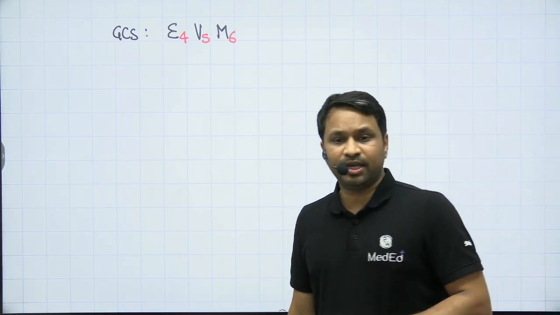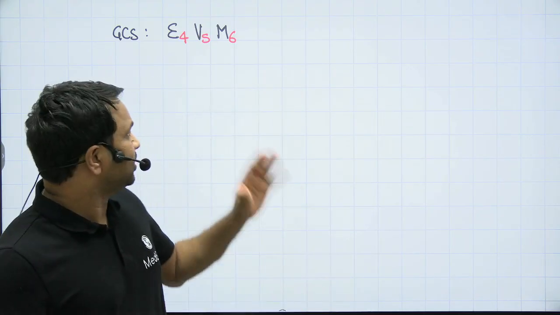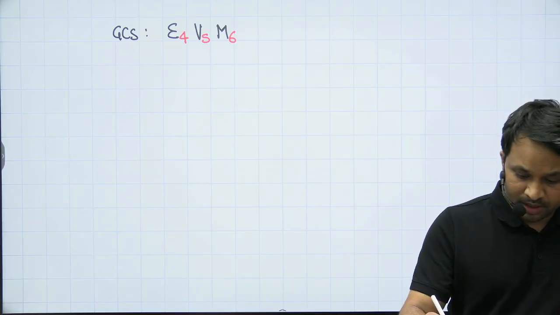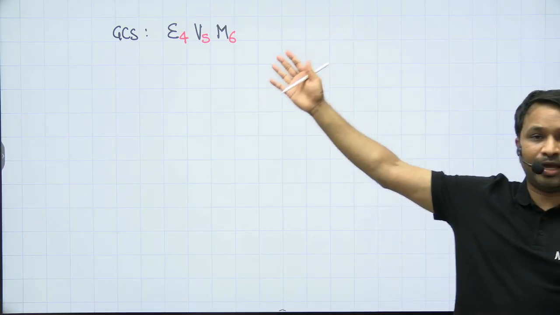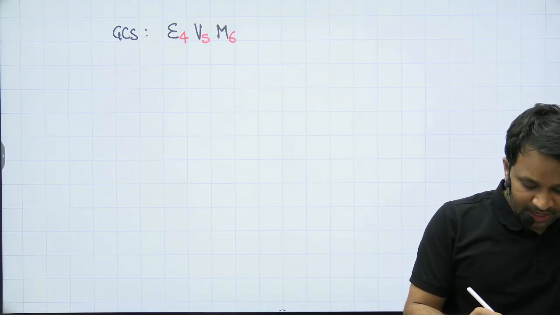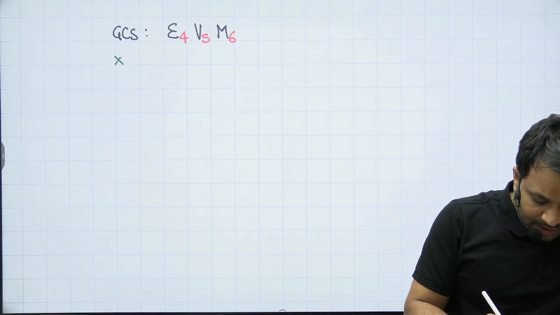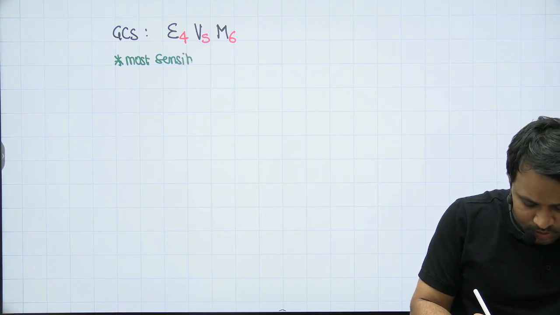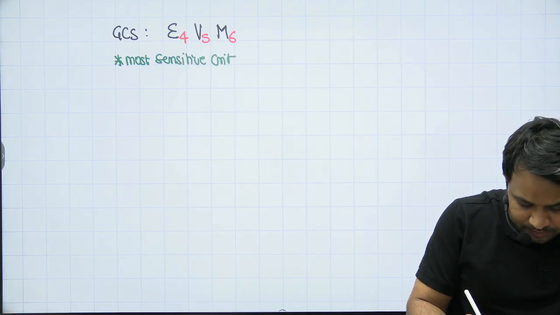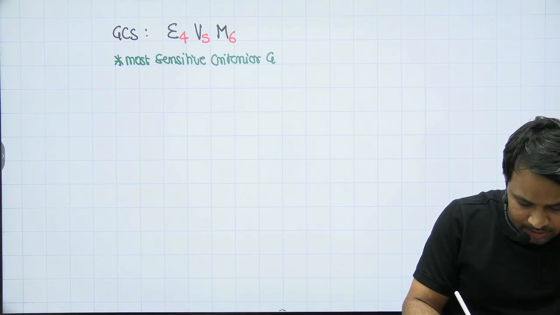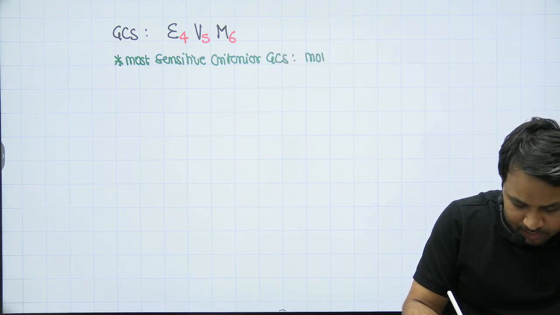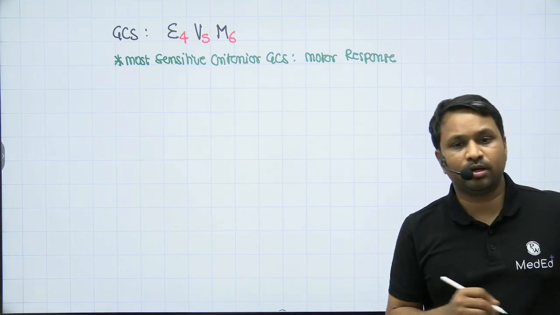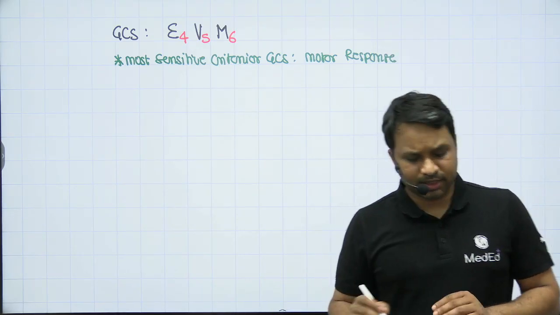We speak about E4, V5, M6, and this is your entire GCS score that you are going to calculate. Now, when you look at the 3 components, that is the eye opening, the verbal response, and the motor, if they ask you which is the most sensitive criteria of GCS, the most sensitive criteria, when you look at the GCS score, it is the motor response. It is going to be the motor response.